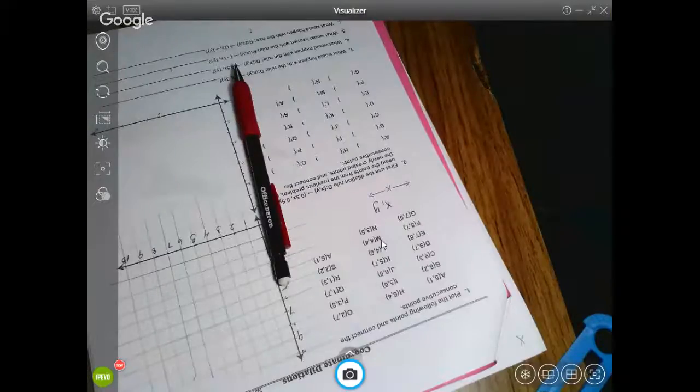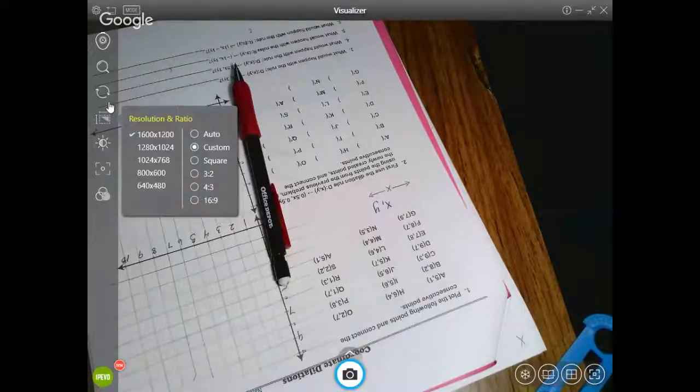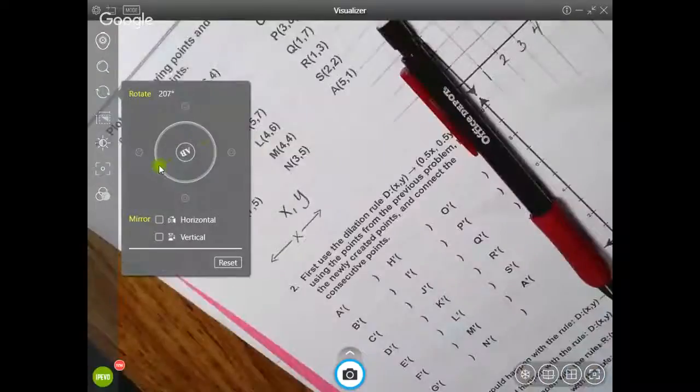Okay, so we're live again. So we are going to talk about dilations, but this time with coordinates.